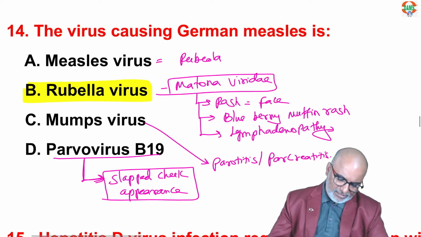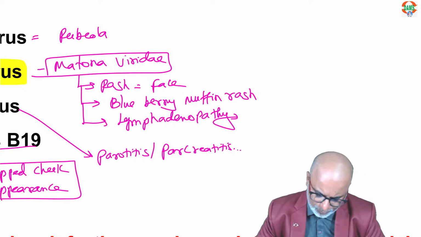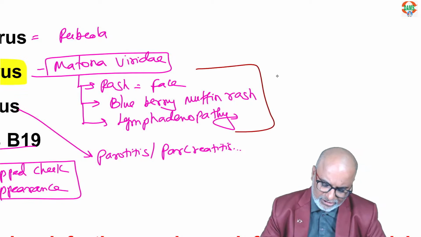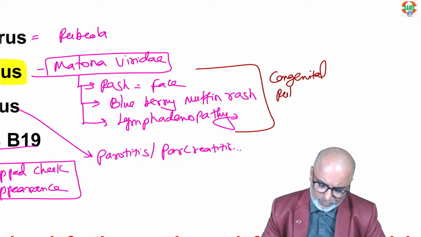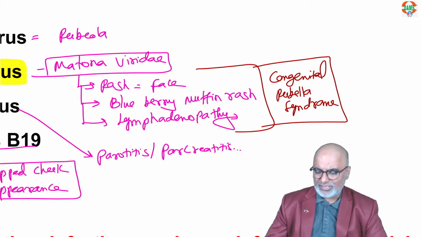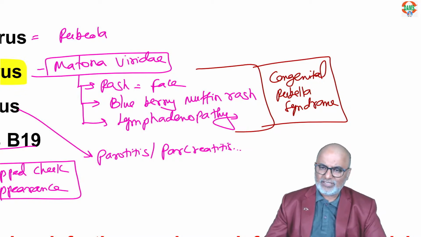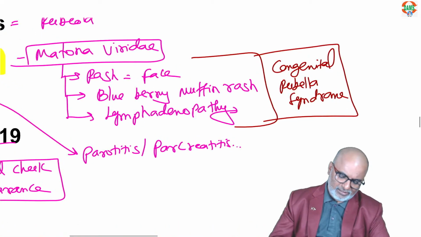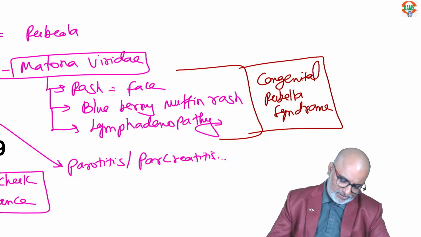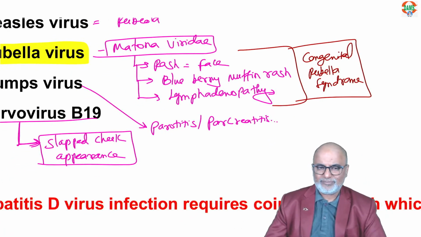So rubella virus causes congenital rubella syndrome. More damage occurs in the first trimester. The fetus can face massive damage in the first trimester. About 85% of the time the damage will be there.